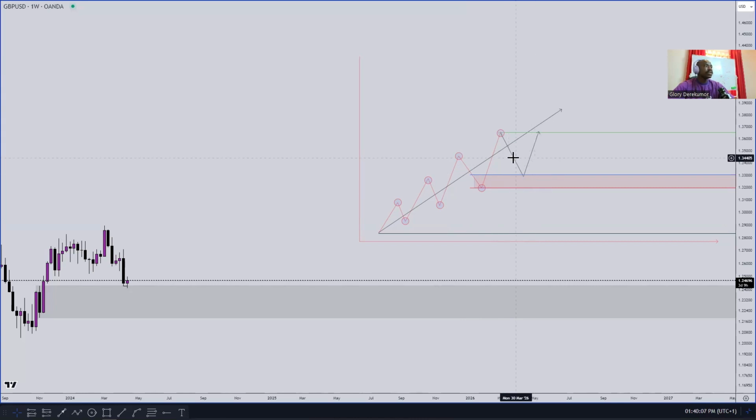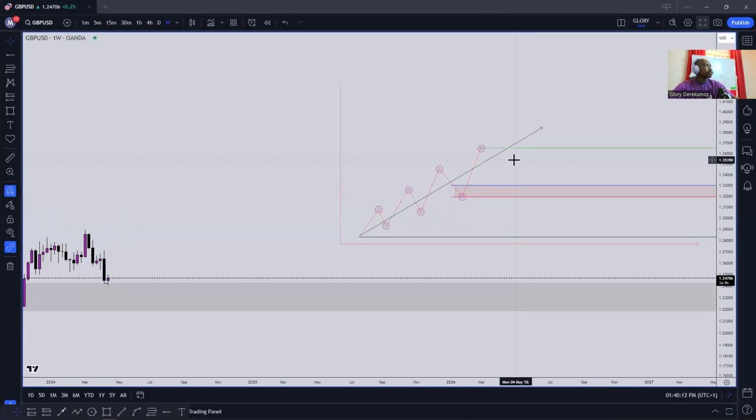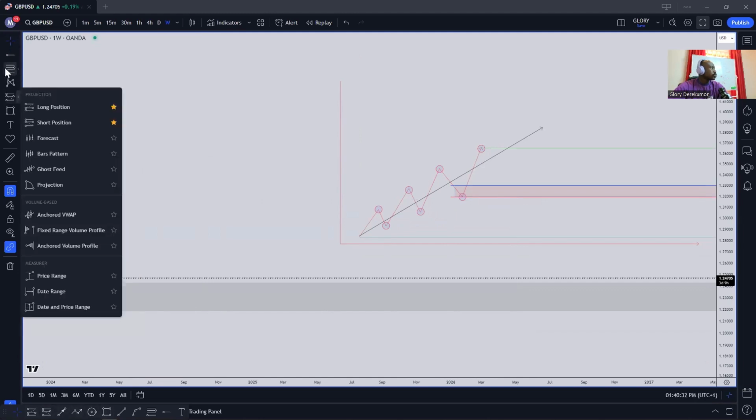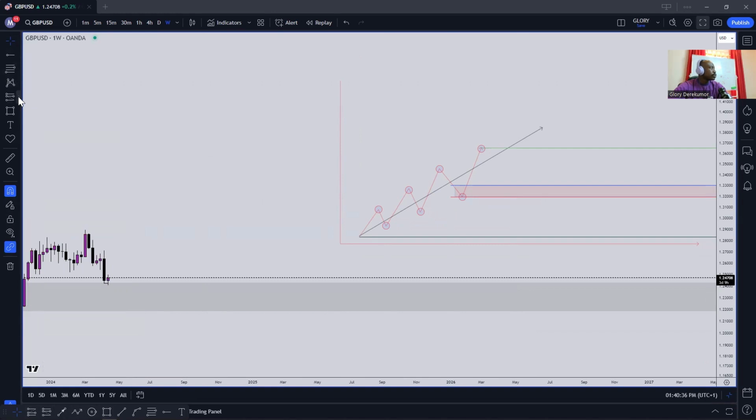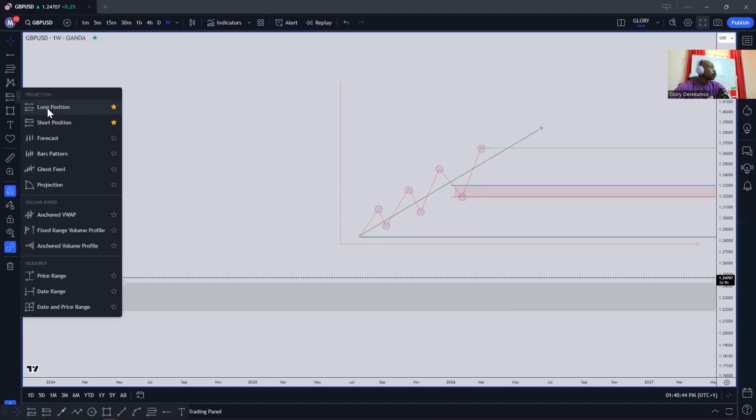Now, immediately you have a trade idea like this, the first thing you're going to do is pull out your position tool. To find your position tool, if you have not brought out all your tools, like I have mine here, just count 5 from the top there. 1, 2, 3, 4, 5. Click on the small arrow showing here. If you hover your mouse over this, you're going to see a very small arrow there. So just click on that, and you're going to see your long position tool and your short position tool.